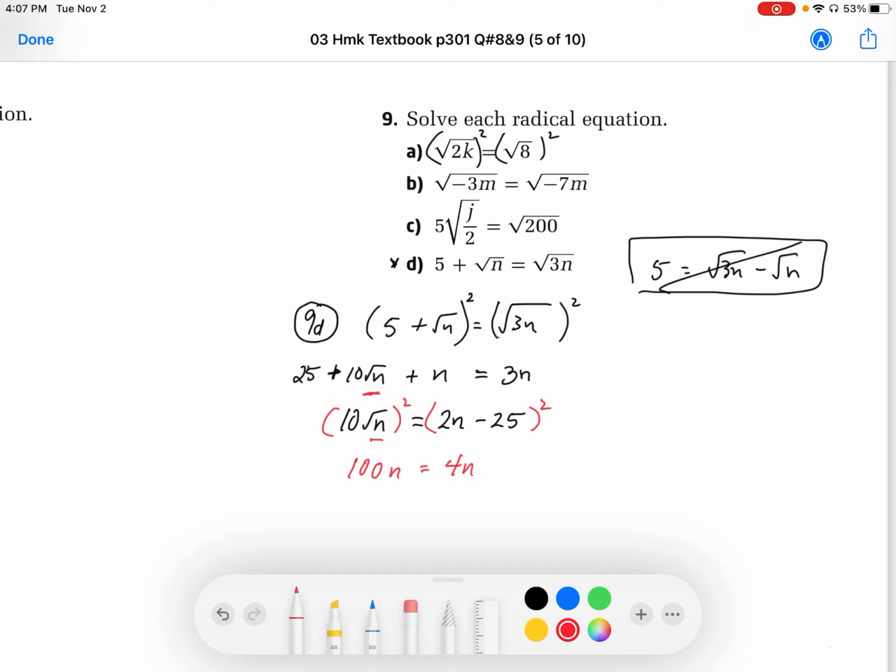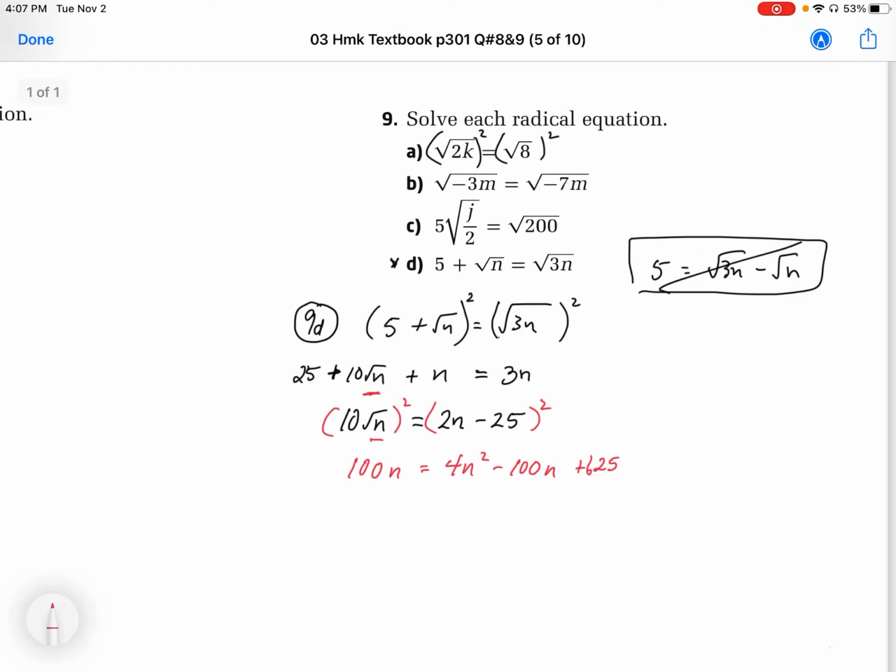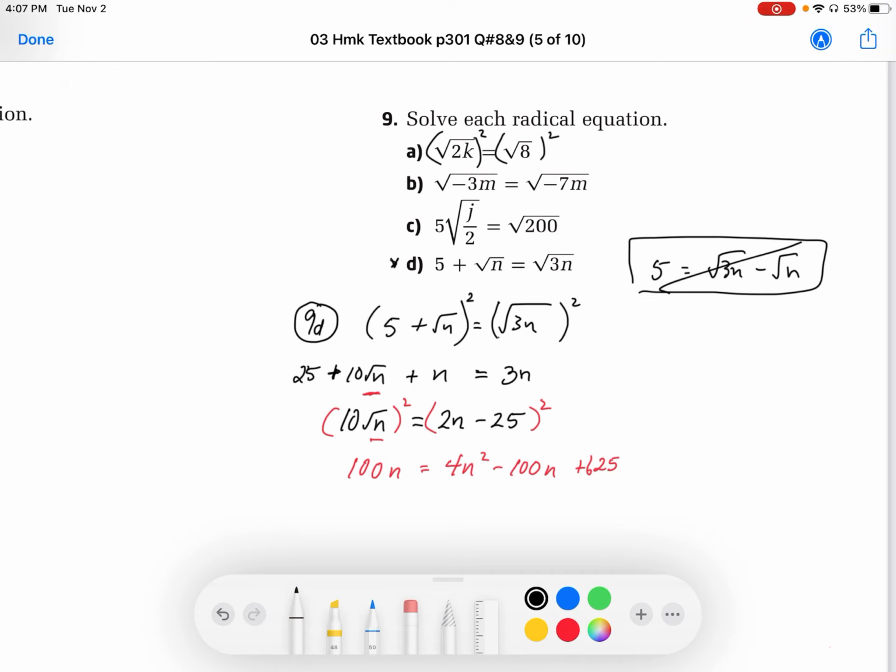I've generated on the right-hand side, though, a quadratic equation. So we're going to end up with negative 25 times 2 is negative 50, and we're going to do that twice. So we're going to end up with minus 100n. 25 times 25 is 625. So there's a quadratic equation that I have to solve for. I actually forgot to state my restrictions here, so bear with me. I'm going to state my restriction that n must be greater than or equal to 0.